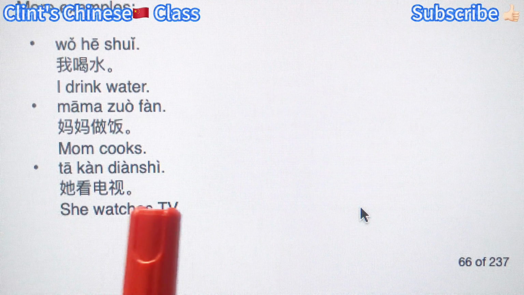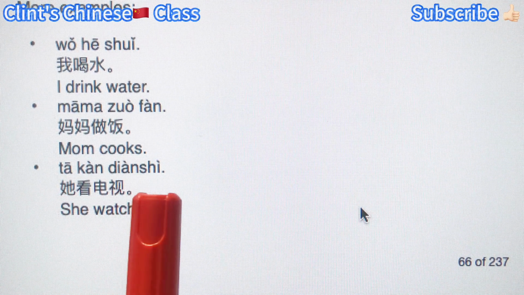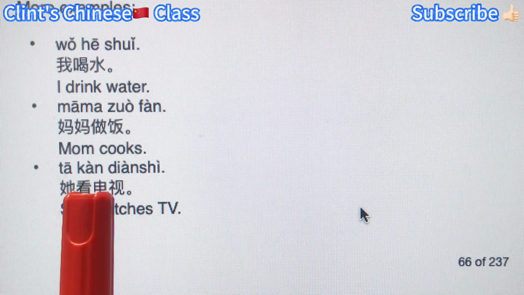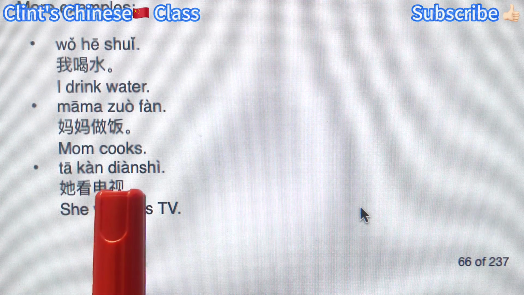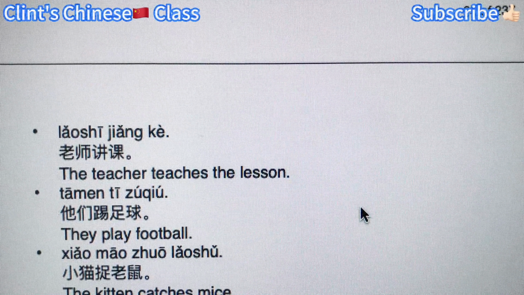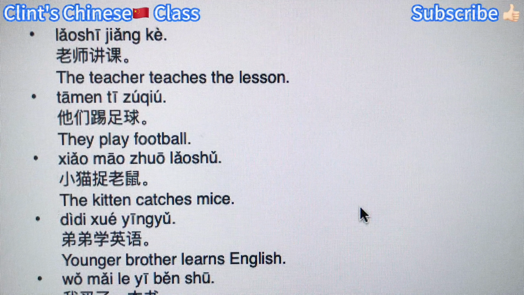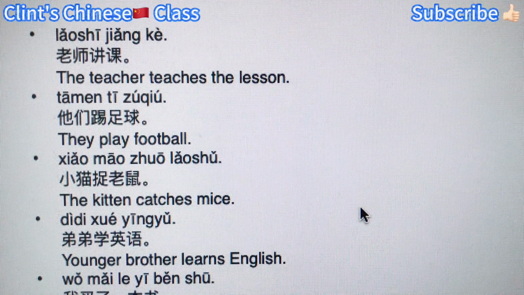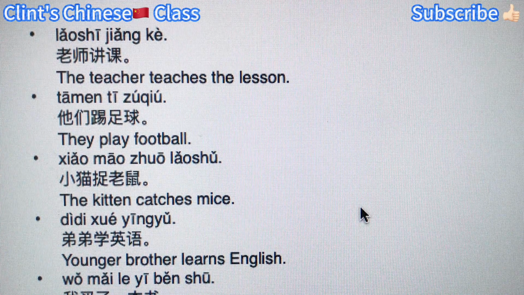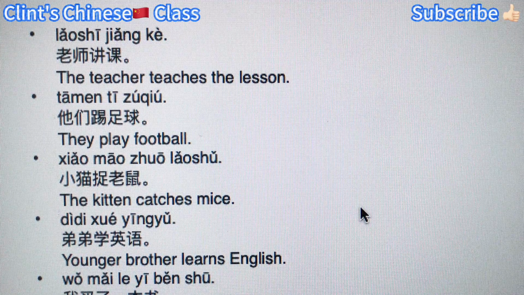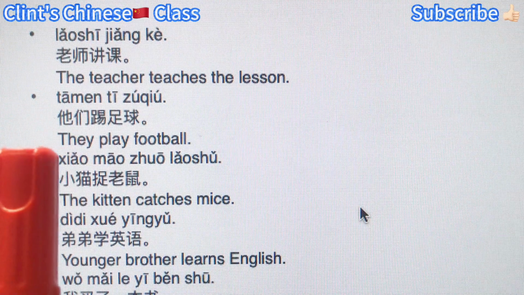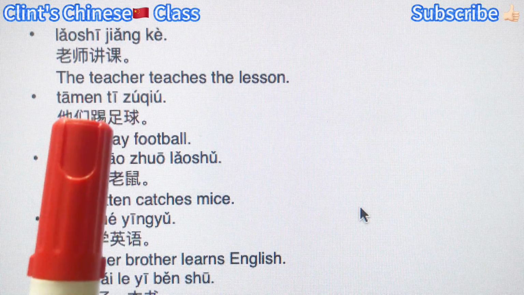Okay. Next one. She watches TV. 她看电视. 她, she, subject. 看, watches, verb or predicate. 电视, TV, object. Okay, so these are the most standard structure. Meaning, by mastering this structure, you will be able to express some basic Chinese sentences, right? You can describe or say somebody does something, right? That is the power of mastering sentence structures.